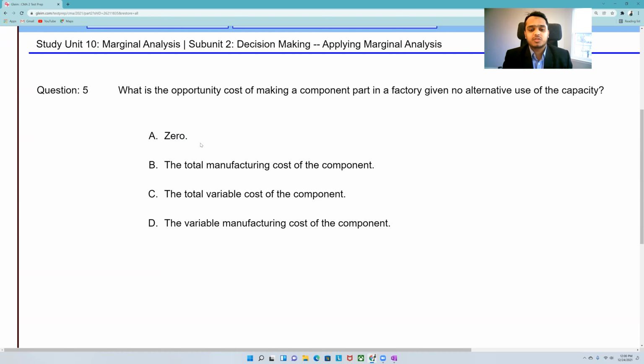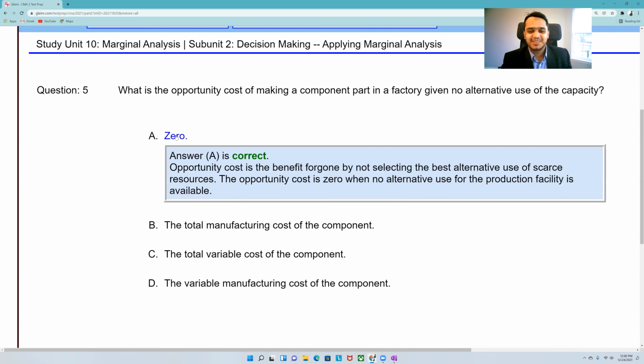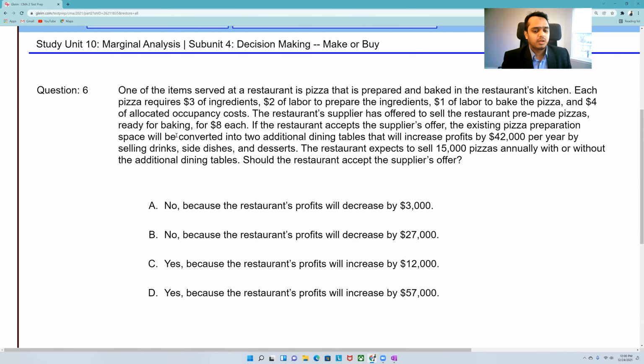What is the opportunity cost of making a component in a factory with no alternative use? No alternative use. If you have no alternative use, it means you're not earning anything else from it. So there's no opportunity which you have lost. Yes, 0. No opportunity lost. 0 it is. Let's go to the next question.